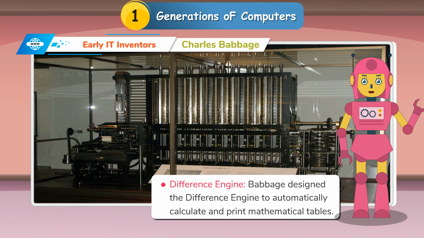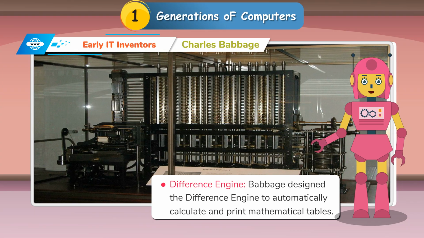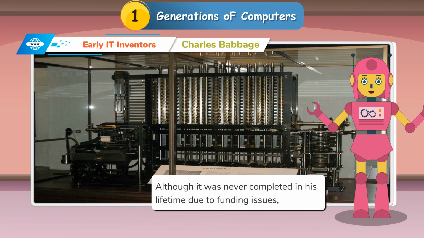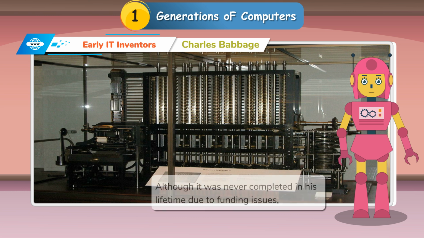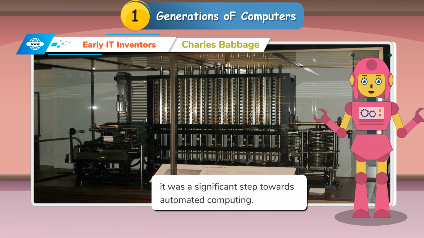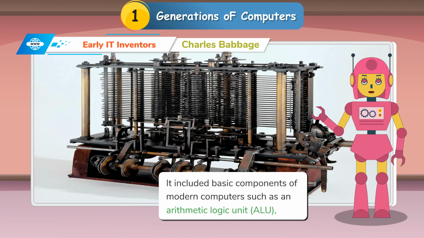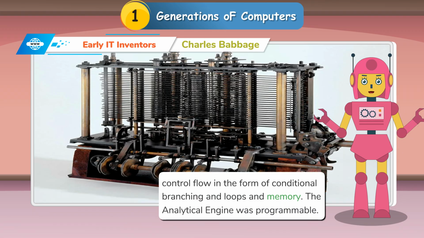Difference engine. Babbage designed the difference engine to automatically calculate and print mathematical tables. Although it was never completed in his lifetime due to funding issues, it was a significant step towards automated computing. Analytical engine. The analytical engine, conceived in 1837, was a more advanced design. It included basic components of modern computers, such as an arithmetic logic unit (ALU), control flow in the form of conditional branching and loops, and memory. The analytical engine was programmable.